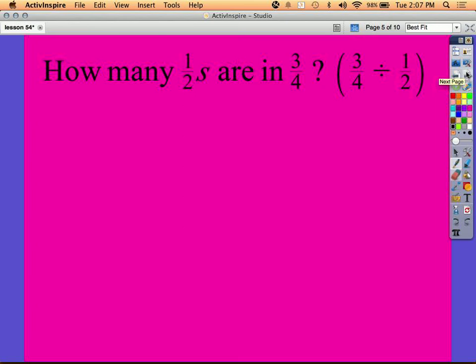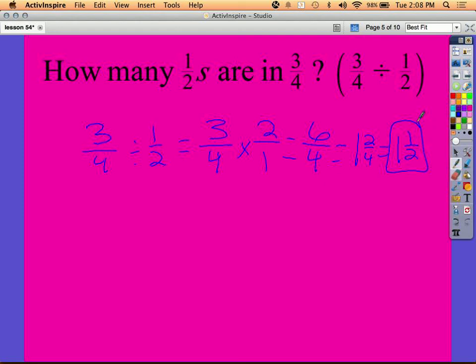So how many 1/2s are in 3/4? That's the same as saying 3/4 divided by 1/2. Remember, don't ask why, flip the second fraction and multiply. So we do 3/4 times 2 over 1. Now multiply the tops, you get 6, multiply the bottoms, you get 4. 6/4 reduces to 1 2/4, which reduces to 1 1/2. So I start with my problem, flip the second fraction, multiply, and then reduce to get my answer.